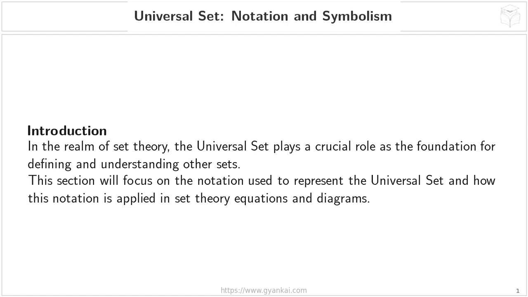This section, and the slides that will follow, will be dedicated to learning how we write about this universal set using specific notation. We'll see how this notation is used in set theory equations. Those are just ways of expressing relationships between sets, and also how we can represent it visually using diagrams, specifically Venn diagrams, which we'll cover later. So, it's all about establishing a clear and consistent way to talk about and work with sets, starting with this fundamental concept of the universal set.